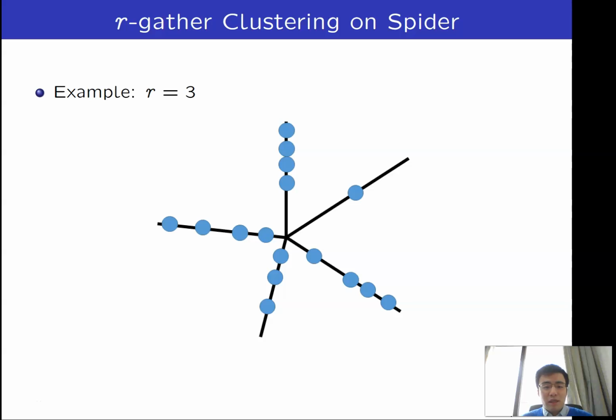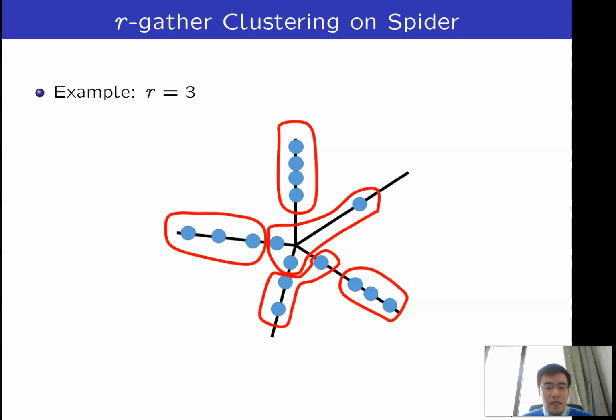Each blue point is a user. Here is the optimal solution. You can see that each cluster contains at least R equals 3 users.